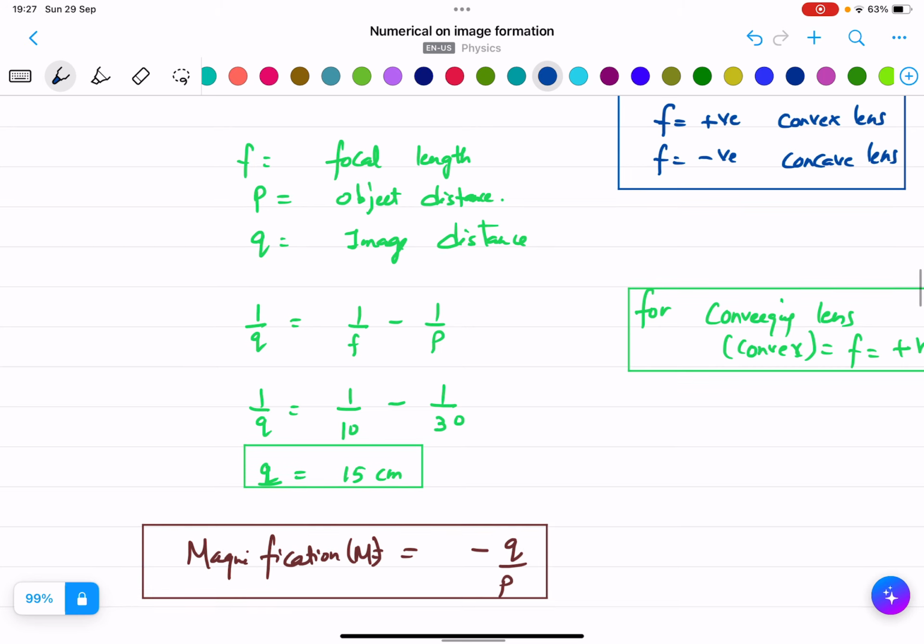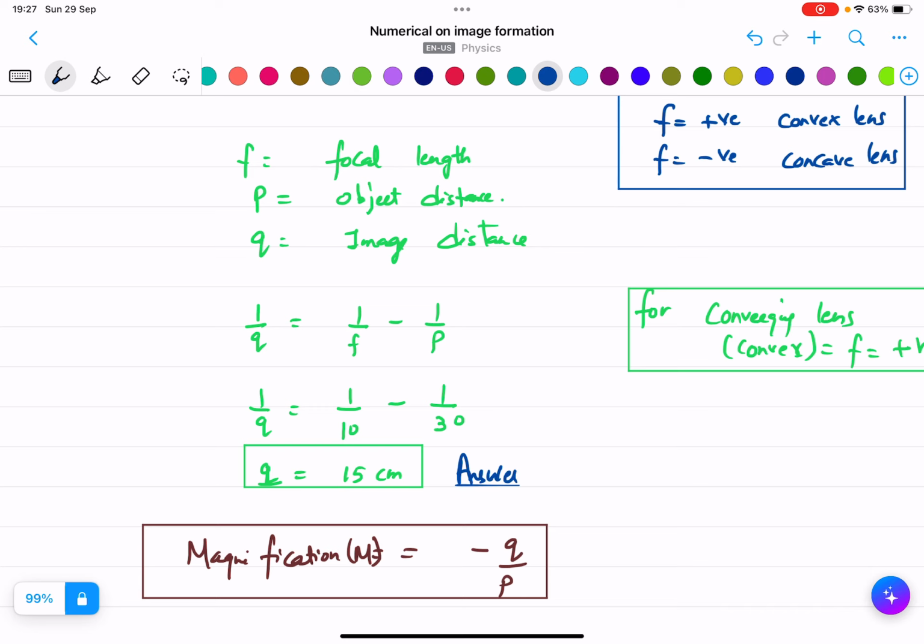So we need to find q. I'll just put all the values in the formula. 1 by q equals 1 by 10 minus 1 by 30, and by this we calculate q equals 15 centimeter. Okay, so this is my answer.